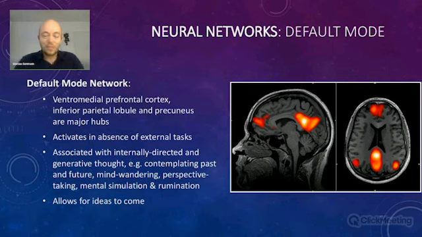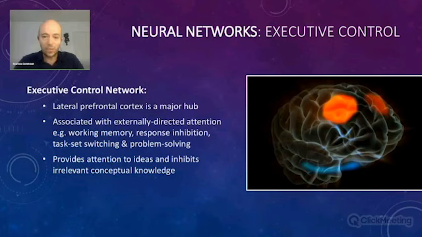Okay, so this stands in stark contrast to the next network that we're going to be talking about, which is the executive control network. So this one is all about the present moment. So the executive control network is highly present in the lateral prefrontal cortex. So you remember the default mode network was more in the ventromedial prefrontal cortex down here inside this sulcus. So this one is in the lateral prefrontal cortex that it's majorly activated. And when we activate that one, we are externally directing our attention.